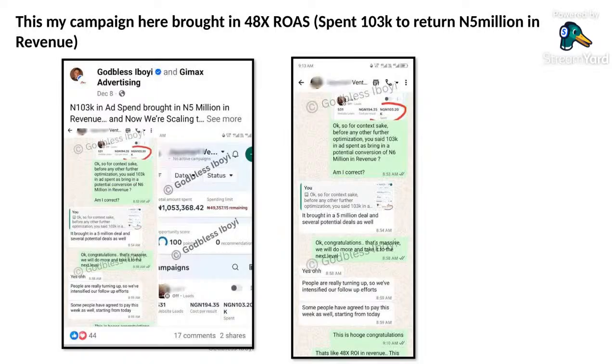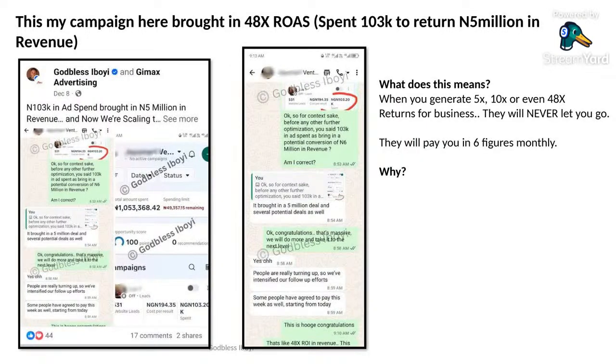In fact, I posted it on my Facebook, on my verified Facebook account, as you can see here. So you can see the chat with the client, where the client was saying 5 million naira. And this is the ad spend, and this is a screenshot right here too. So that is how it actually works. Now, let me tell you this for free. What does this really mean?